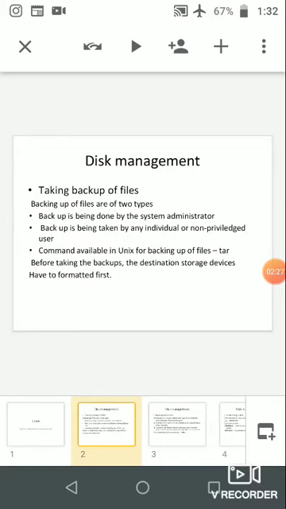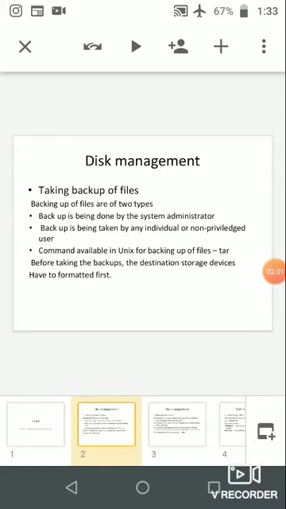The first type, in the system administration job, is done by the system administrator, which involves taking the backup of all files of the system itself, that means system files and user files also. So system files and user files both have to be taken as backup.